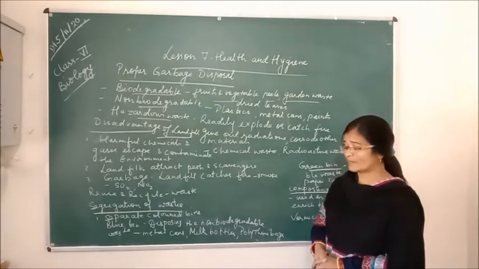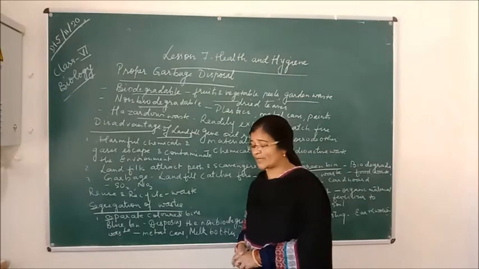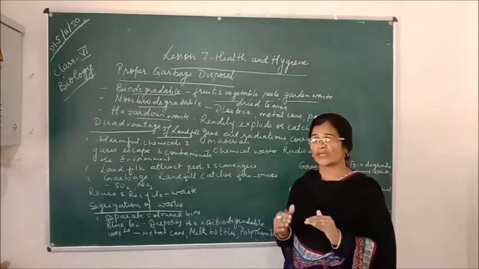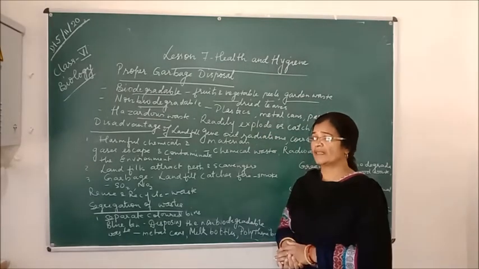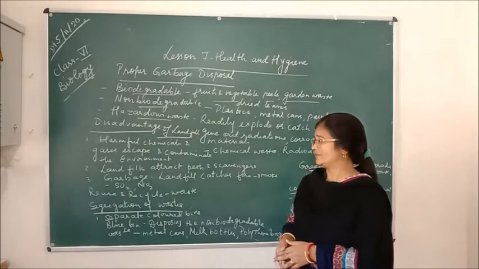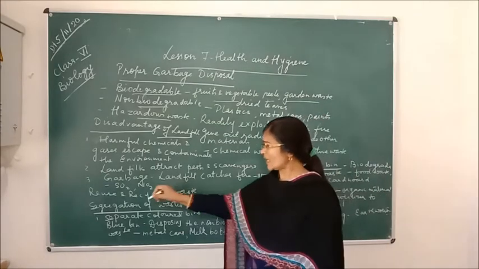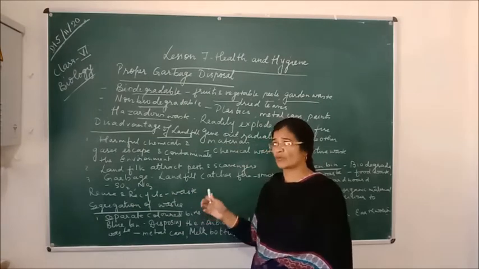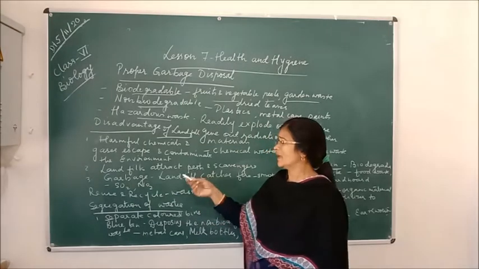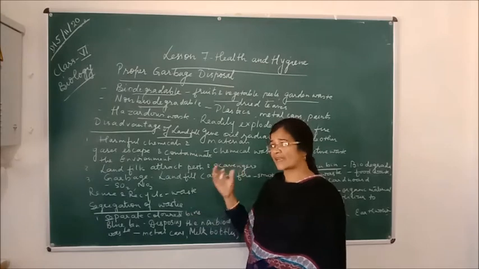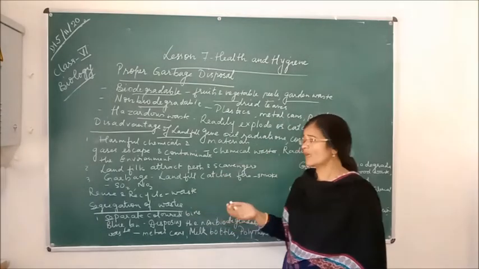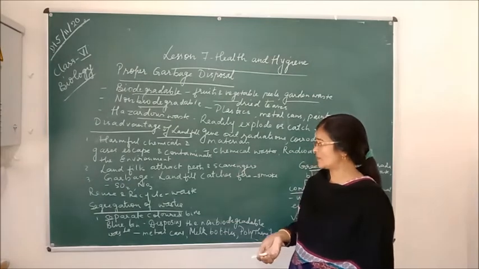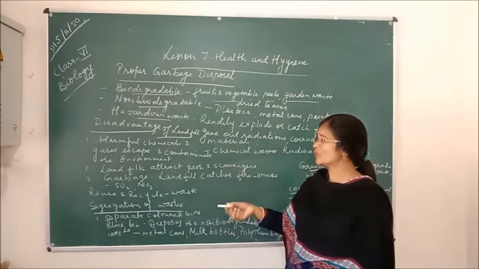And the best method of disposing the garbage is reuse and recycle. Reuse means we have to reuse the material in another form. Like if any bottles or metal cans are broken, they can be melted and recycled in the factories, and converted into other metal objects or used for other purposes. So that is reuse and recycle.